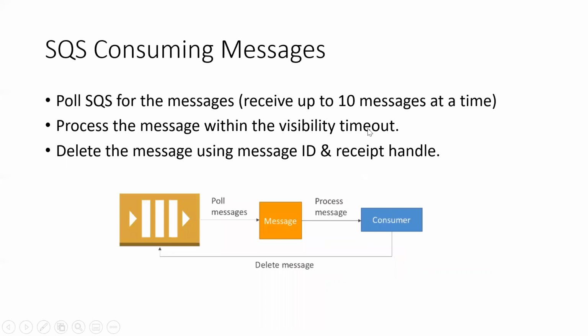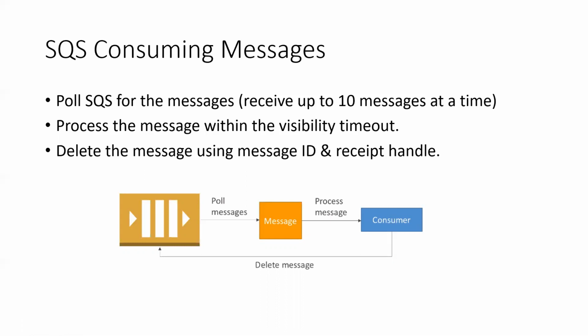Now, when you consume messages, the consumer will keep on polling for new messages to see how many are coming, and it can receive up to 10 messages at a time. The messages should be processed within the visibility timeout. Visibility timeout means that once the timeout you have set expires, you will not be able to see the message in the queue.